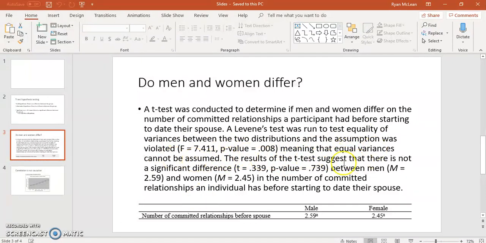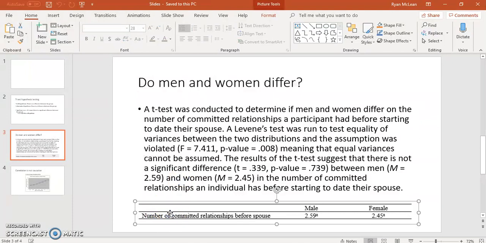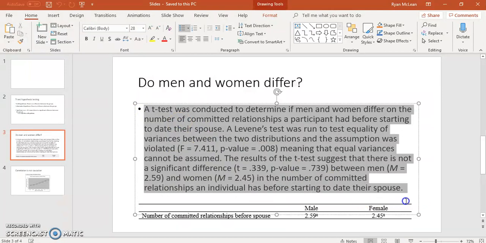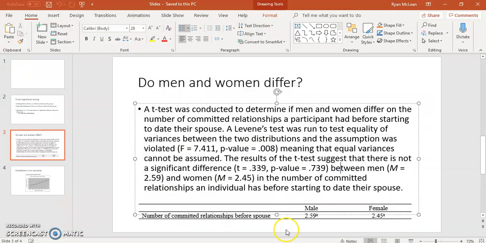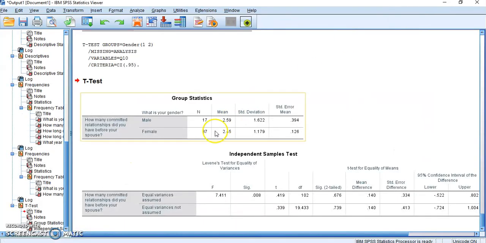The results of the t-test suggest that there is not a significant difference, with my t and a p-value, between men, mean equals 2.59, and women, 2.45, in the number of committed relationships an individual has before starting to date their spouse. And we've got this table here. I just threw this together really fast, so use this as a model, but this is not a perfect APA results section. I just threw it together really fast. And that's a t-test.